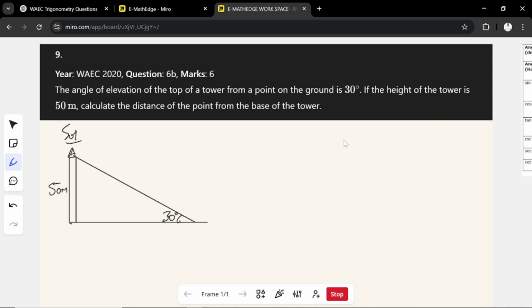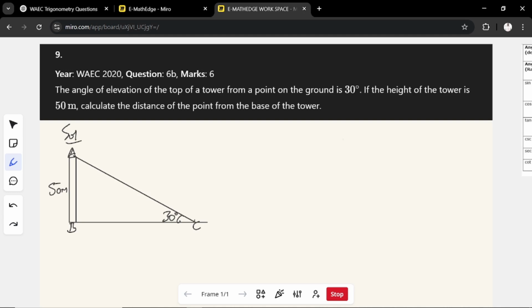Let's tag this point A and let's tag this point B and this to be C. So if the height of the tower from point A to B is 50 meters, calculate the distance of the point from the base of the tower. This is the base of the tower, point B. Calculate the distance of the point. And where is the point? This is the point, which makes an angle of 30 degrees from the ground.